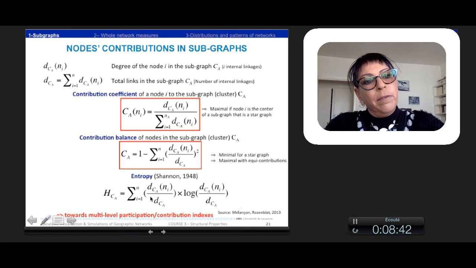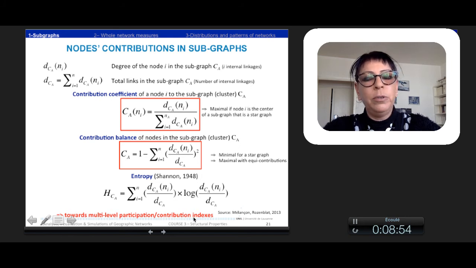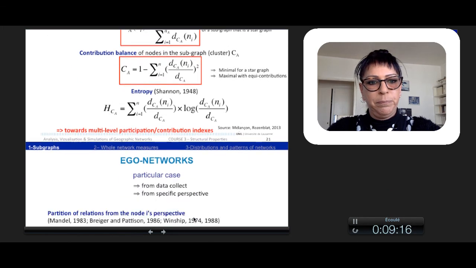So this kind of index was developed also to take into account multi-level participation or contribution indexes of nodes in different nested groups that could be found especially in geography, and how a node can be important at one level but less important at other levels. And so it can also be extended to a multi-level graph.